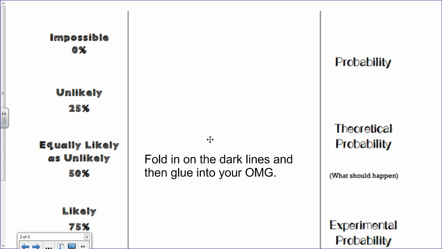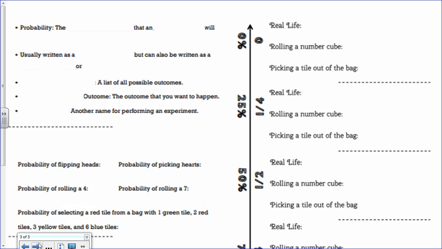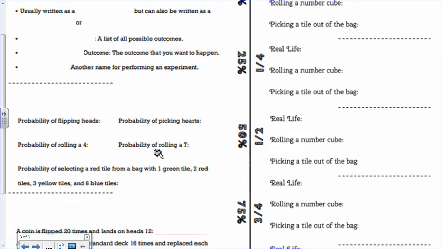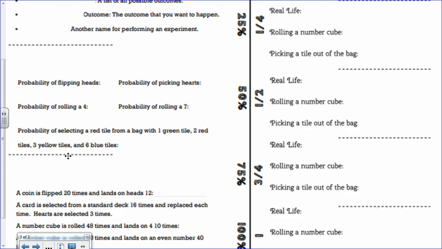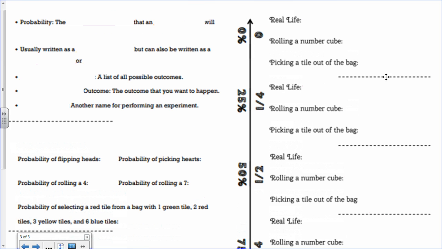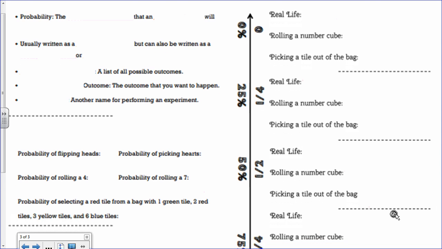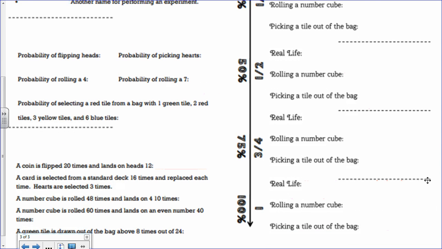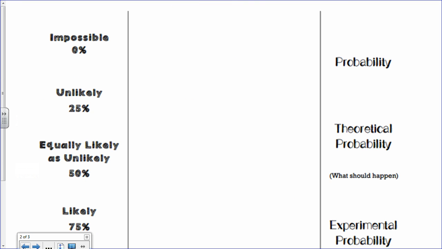After you have glued it into the OMG, you will then cut on all the dotted lines. So you're going to make a slit here, a slit here, and then on this side, 4 slits. One slit here, one slit here, one slit right here, and one slit right here. So pause the video as you glue in your OMG.